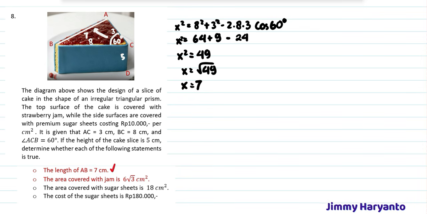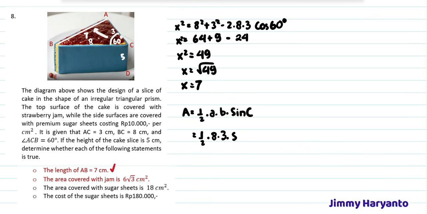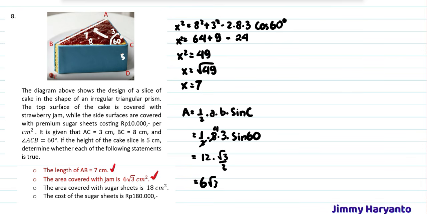Next is the area covered with the gem. Gem means the top one. Top one will be area equals half times A times B times sine C equals half times 8 times 3 times sine 60. So we have, this one is 4. 4 times 3 is 12. 12 times square root of 3 over 2 is 6 square root of 3. Yes, this one is correct.